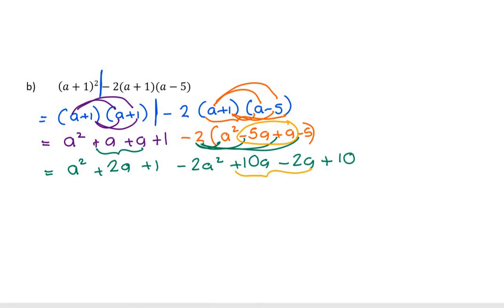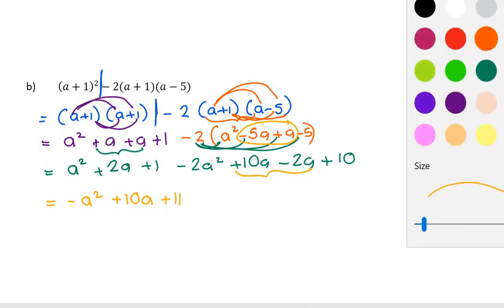But it's not a problem because I've still got to add like terms. So a squared take away 2a squared is minus a squared. 2a plus 10a take away 2a is 10a. And 1 plus 10 is 11. So let's just go see where our steps were.